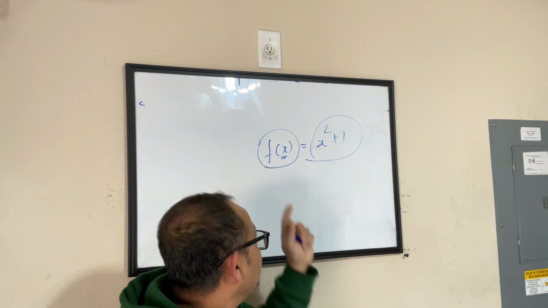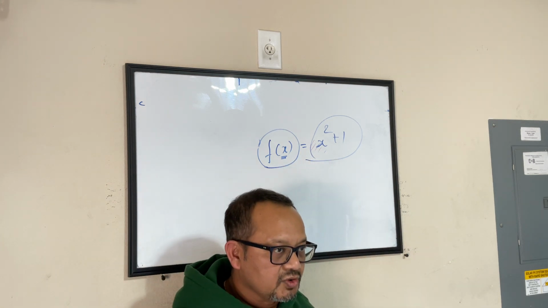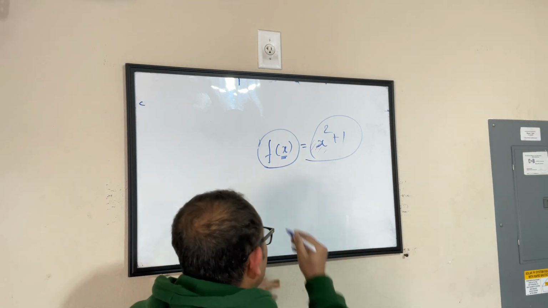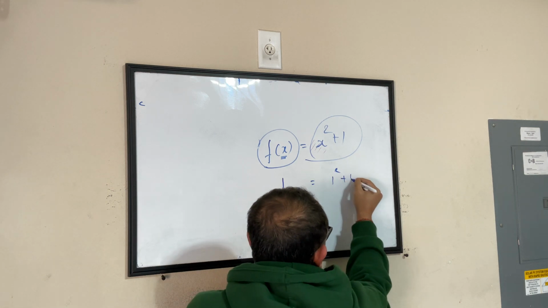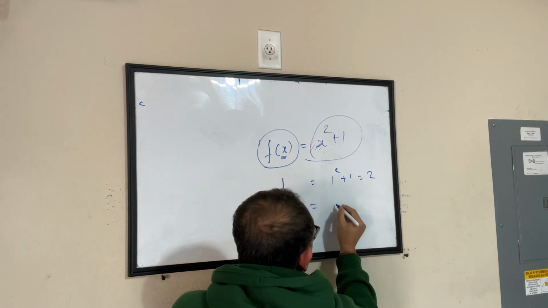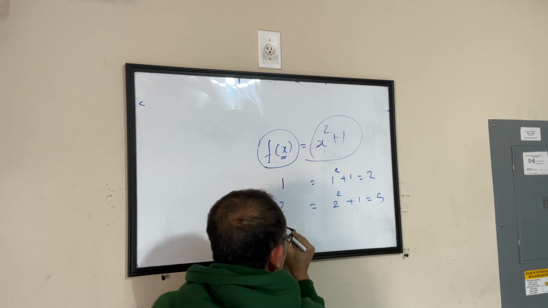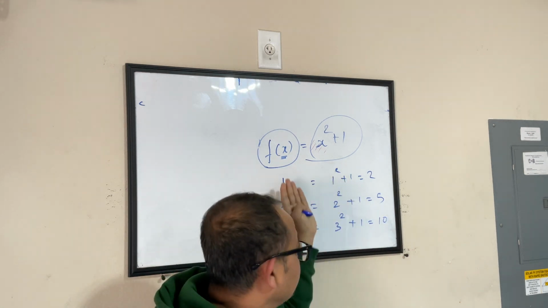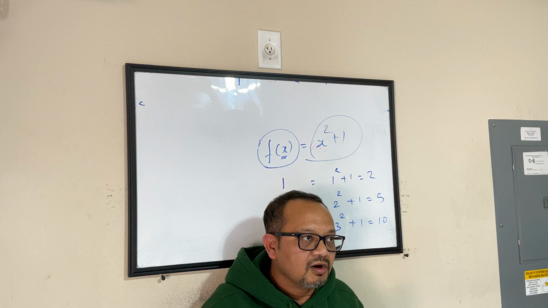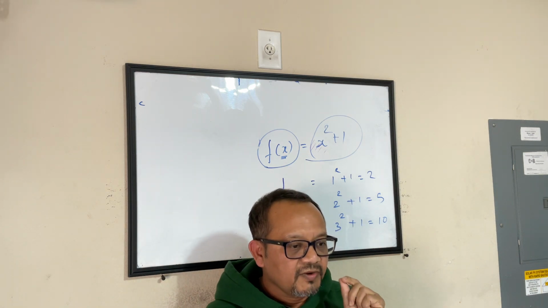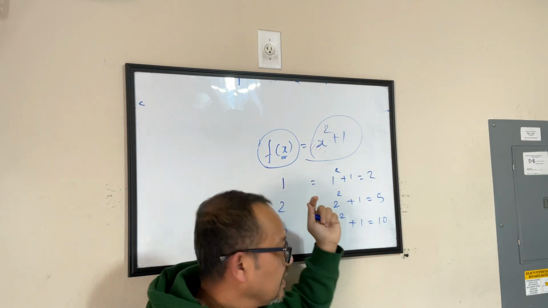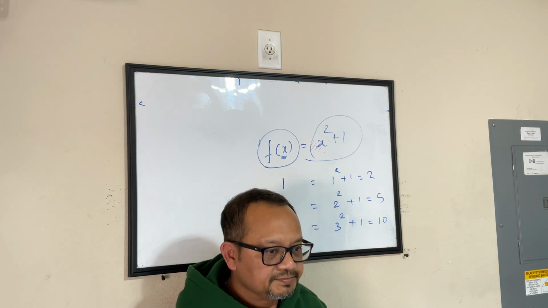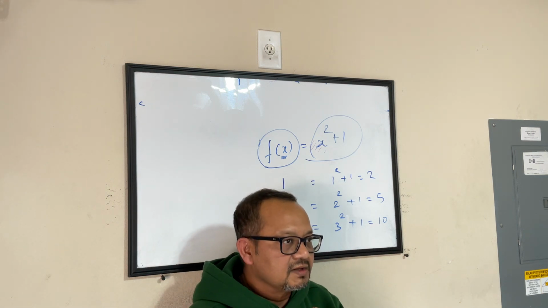In mathematical terms, for every input, there's one and only one output. So when you put x equal to 1, you will get 1 squared plus 1 equals 2. When x equals 2, you get 2 squared plus 1 equals 5. When x equals 3, there is 3 squared plus 1, which is 10. So the basic definition of a function would be, for every input, there will be one and only one output. So that is the basic definition of a function.